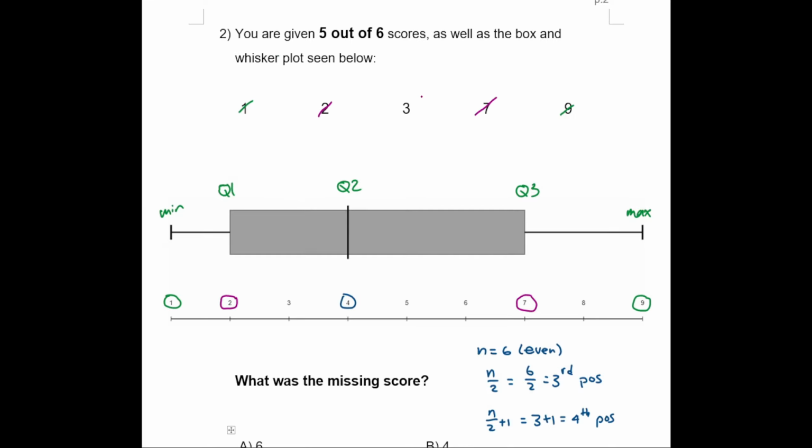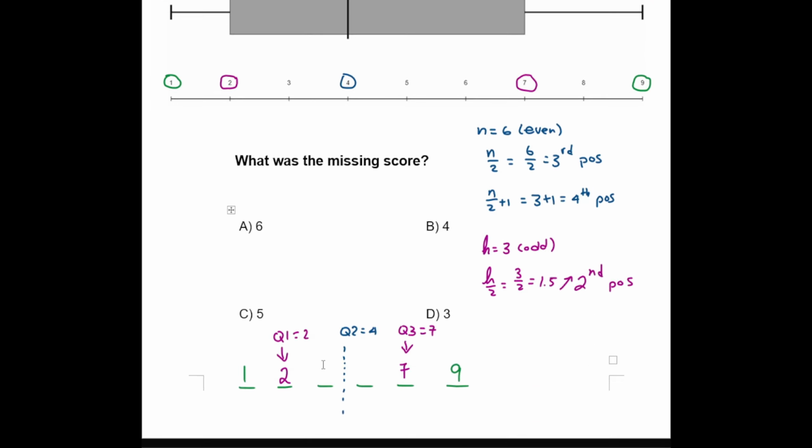Okay, that leaves me with one number in my list, that is 3. And we have 2 potential spots where we can put that 3. But we know Q2 is 4, so 3 has to go right there, right? Because 3 is less than 4, and we're putting this in increasing order. So that leaves this empty spot for my missing value, that's x, okay? And like I said before, because Q2 is between my third and fourth position, between these two numbers, the average of these two numbers should be equal to Q2.